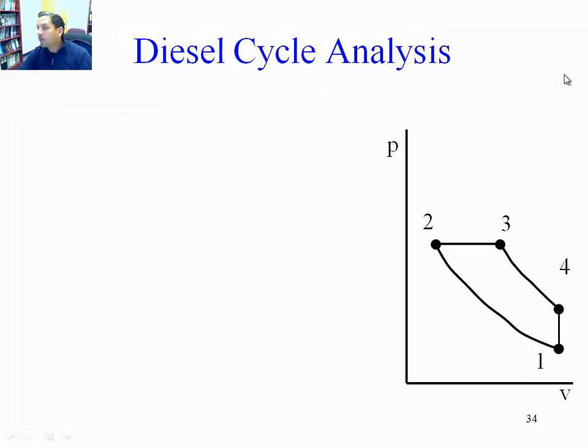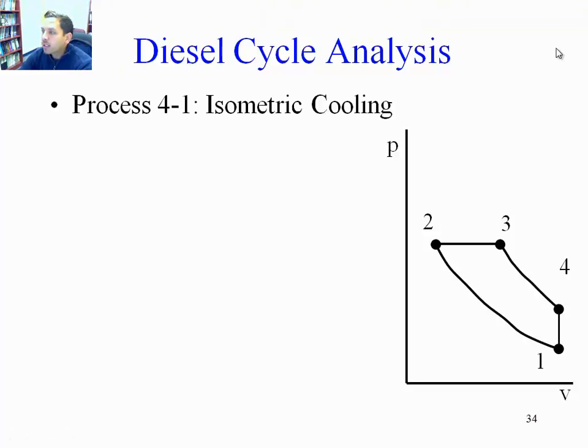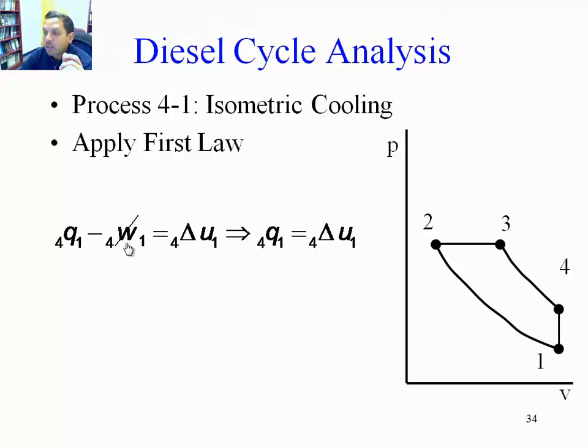And the final process, the process that closes the cycle, from 4 to 1, is an isometric cooling. It is identical to the process from 4 to 1 in an Otto cycle. Because it's isometric, there is no work. And because there's no work, the amount of heat rejected is equal to the delta U. Okay? And the volumes are equal to each other at 4 and 1.